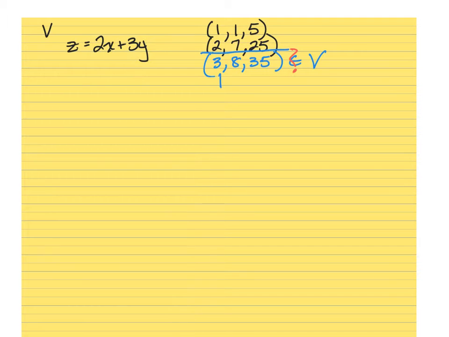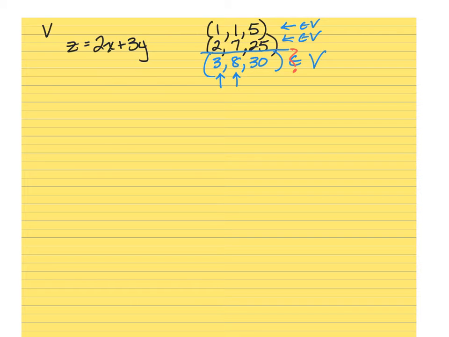Well, look at it. 2 times 3 is 6. 3 times 8 is 24. And you're all screaming at me. This should be 30. Again, welcome to live TV. So 2 times 3 is 6, 3 times 8 is 24, 6 and 24 is 30. So look, if this one is in V, this one is in V, and their sum is in V.